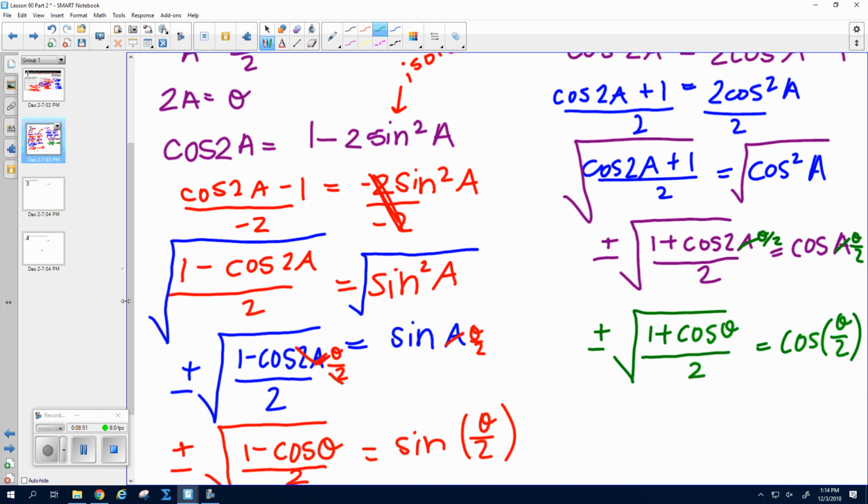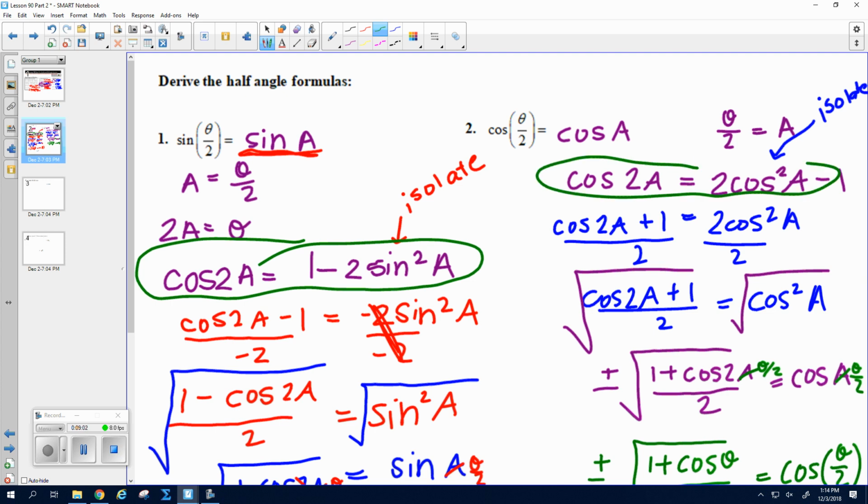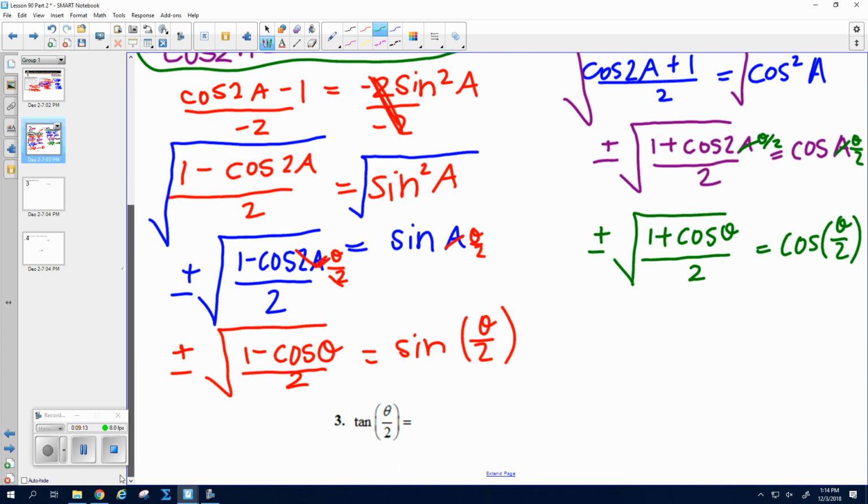So when you're doing the sine formula, you start with the double angle for cosine. And when you're doing the cosine formula, you start with the double angle for cosine. The only thing is, for this one I want to get the sine, so I use the sine formula. And for this one I want to get the cosine, so I use the one that has cosine in it only. Okay? Now we got to do the tangent one.